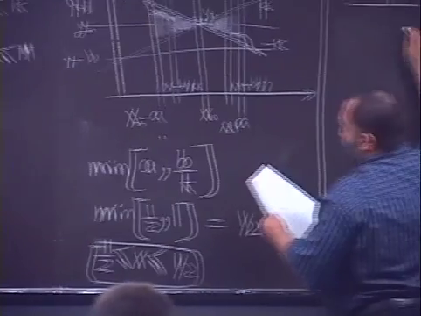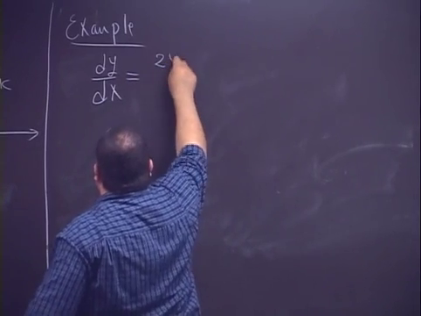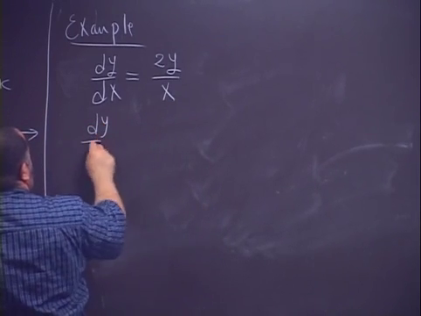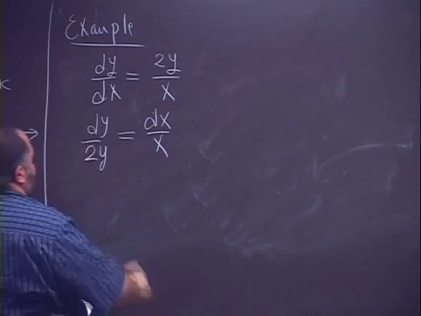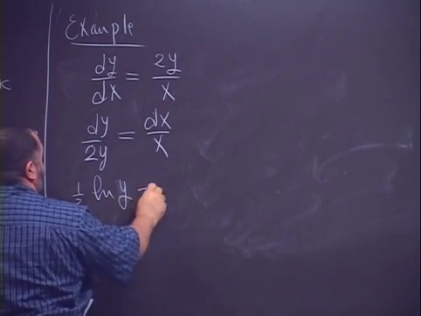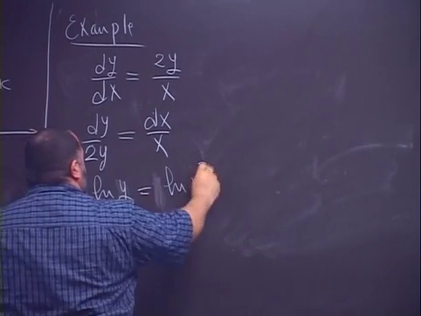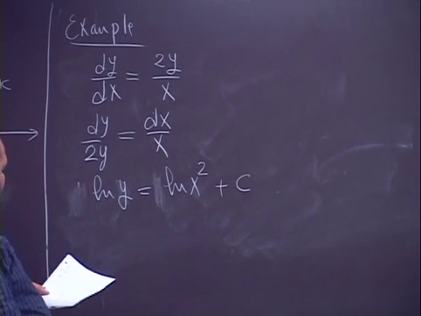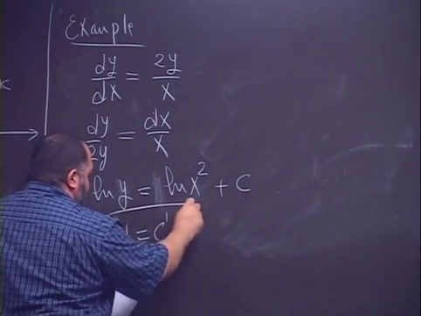So, example number two is dy by dx equals 2y over x. How to solve this equation? Dy over 2y is equal to dx over x. And this will give you 1/2 ln y is equal to ln x. You will multiply by 2 here, and then you will exponentiate, plus some constant c. And this will give you y equal to c prime x squared. So this is the solution.